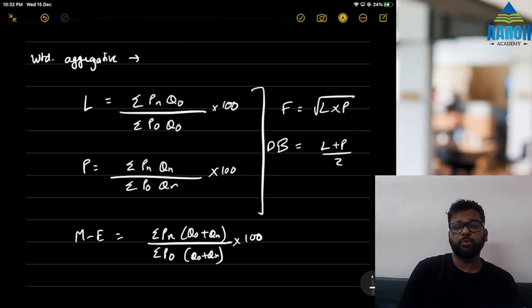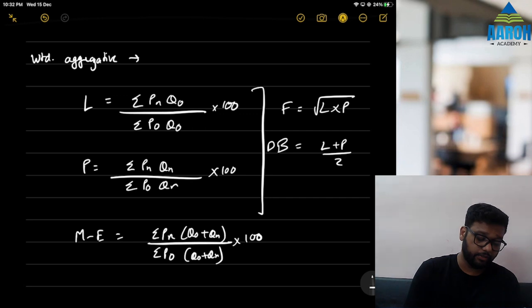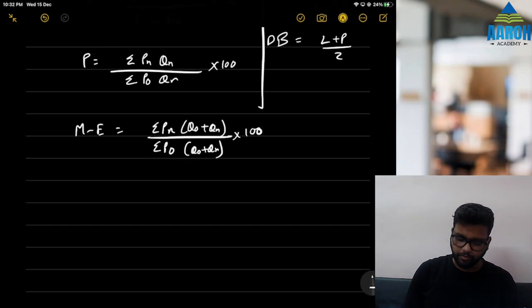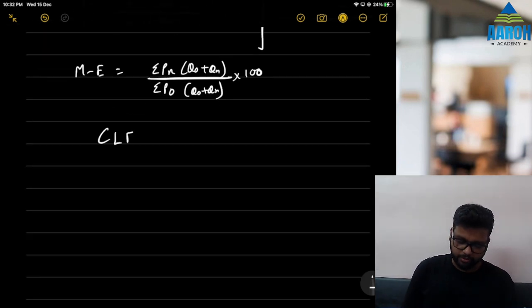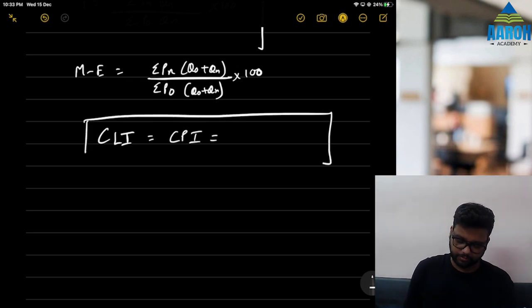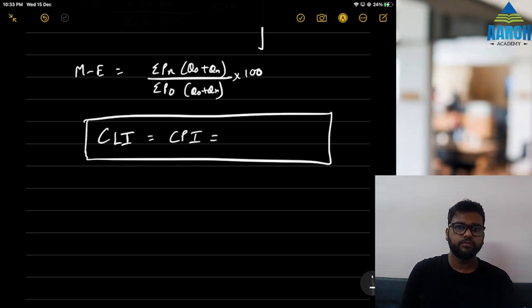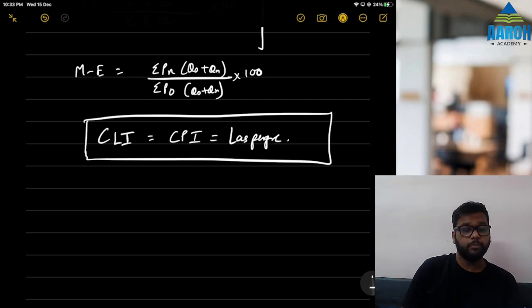Then certain points to remember here are, which index number is used when we want to find cost of living index number or consumer price index number. Laspeyres. Laspeyres, this is very important because this might come in exam, so they might ask you to calculate CLI. So CLI means Laspeyres index number, you should remember that. Fine.